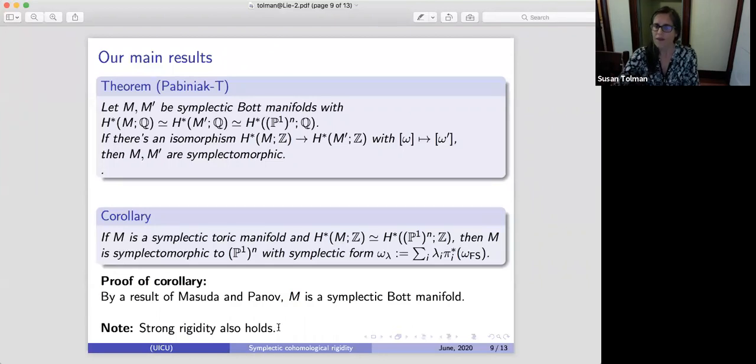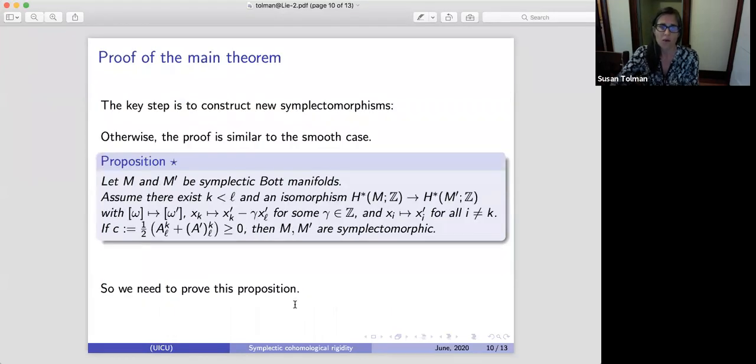Okay. So for the rest of the talk, I'm going to talk about how we prove this, and this is where toric degeneration comes in. The proof of the main theorem, and the key step, the part that makes this hard, is that we need to construct new symplectomorphisms. Otherwise, the proof is quite similar to the smooth case, and I'm not really going to talk about it. But we need to prove this one proposition.